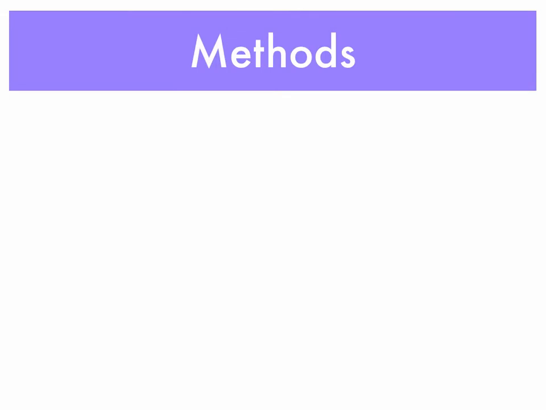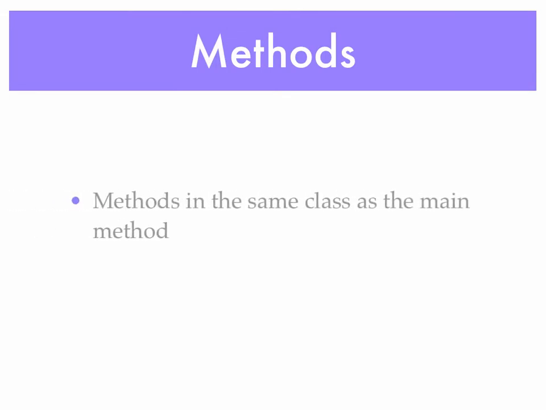Now, we've talked about methods already. There are methods in the same class as the main method. There are also methods in different classes, that is, classes that are not the class that I'm working on at the current moment. They're in separate classes.